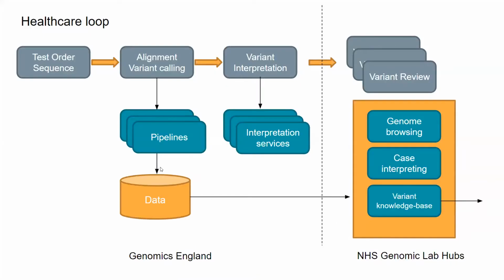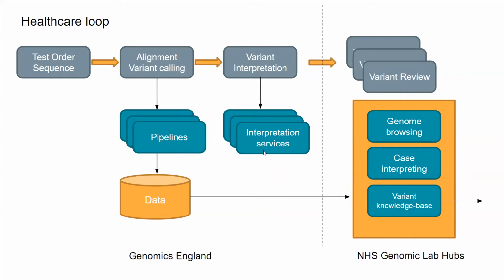Good. So if I focus on that first healthcare loop briefly, what we do is we receive a test order from the NHS. We sequence data through Illumina technology, and we do alignment and variant calling. We do so by orchestrating a number of pipelines and storing some data. Once we have those alignments and variant calls, we do the standard steps that scholars have presented before around variant interpretation, annotation, prioritization, those sorts of things. And we do so by applying a number of what we call interpretation services.